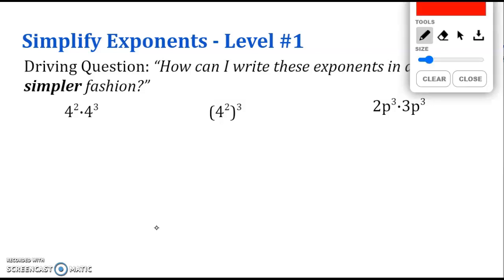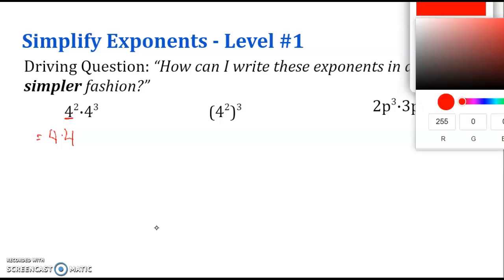If you recall, we can rewrite 4 squared times 4 to the power of 3 as 4 times 4. That's the first 4 squared, and the second one, 4 to the power of 3, is just another 4 times 4 times 4. 4 to the power of 3 means 4 is being multiplied to itself 3 times. It's not 4 times 3. That's not the same. So this simplifies to 4 being multiplied 5 times.